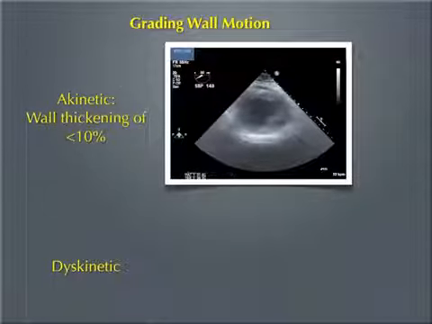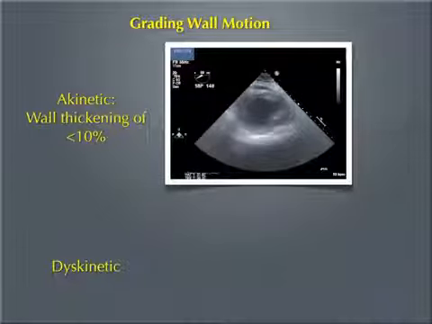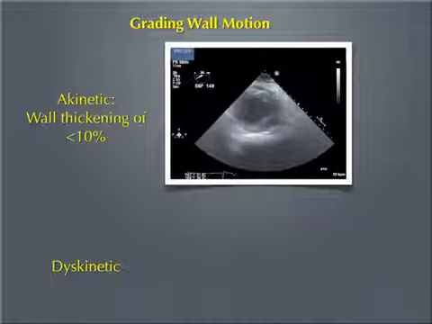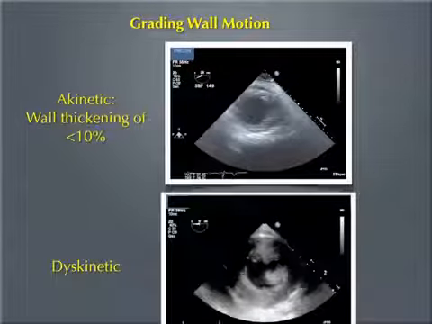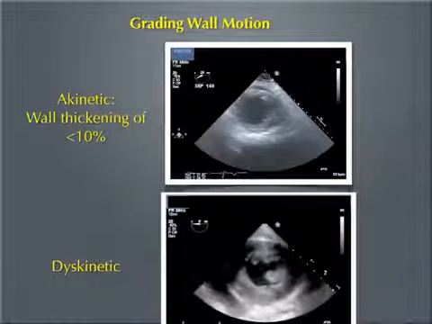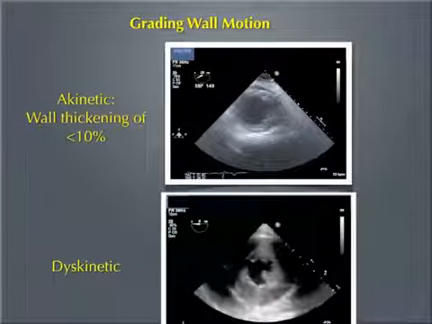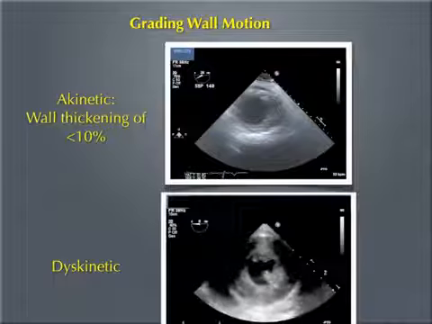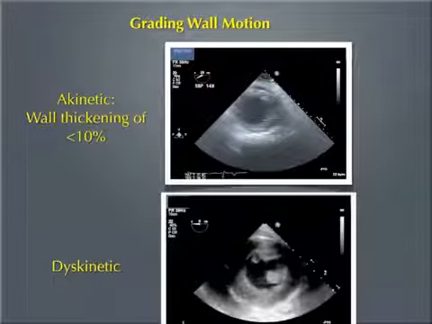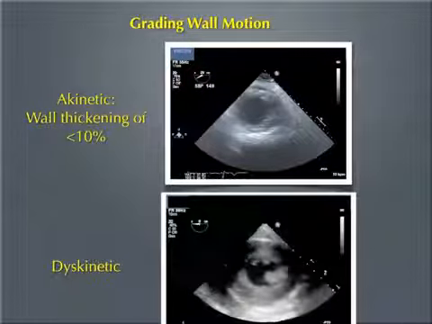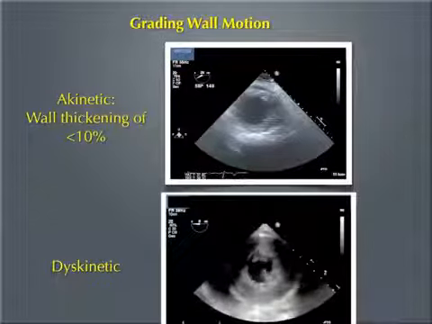Akinesis is defined as wall thickening of less than 10%, as seen in all but the lateral and inferolateral walls of this image. Dyskinesis occurs when a segment moves outward in systole instead of contracting inward and thickening. In this image, the inferior wall is dyskinetic and exhibits paradoxical movement with systole.